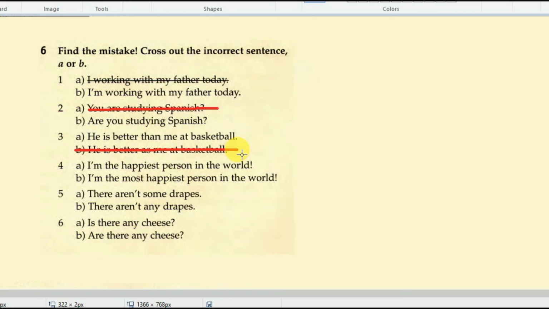"I am the happiest person in the world." Okay, "I am the most..." No, "the most happiest"? No, no, no. We don't use most. Most is for long adjectives, like most beautiful. "There aren't some drapes." There aren't any drapes. We don't use some for negatives. Okay. And then, "Is there any cheese?" Well, yes, that's correct. "Are there?" No, this is not right because cheese is, remember, uncountable.